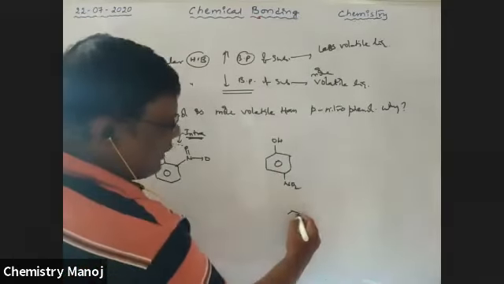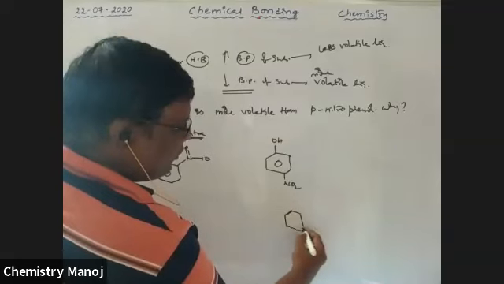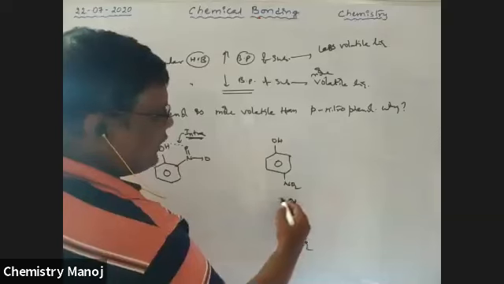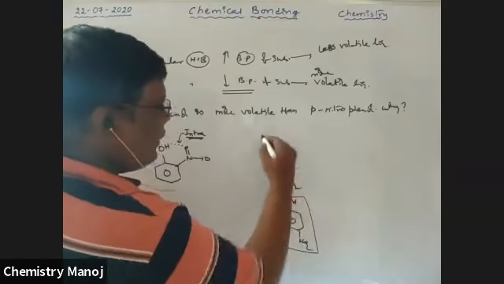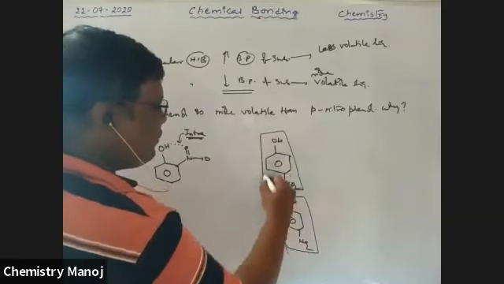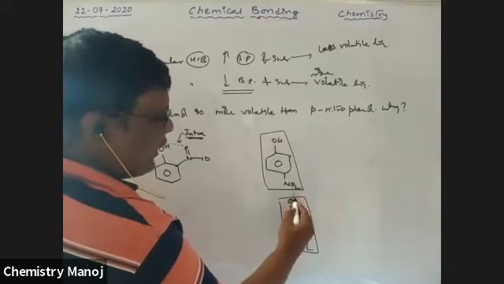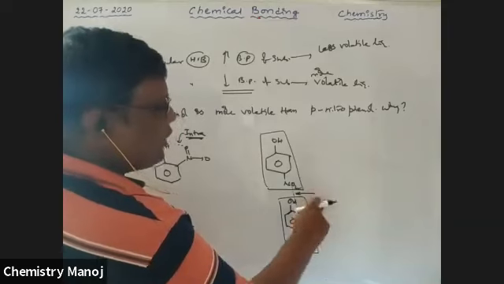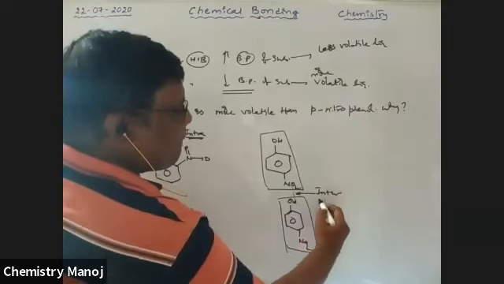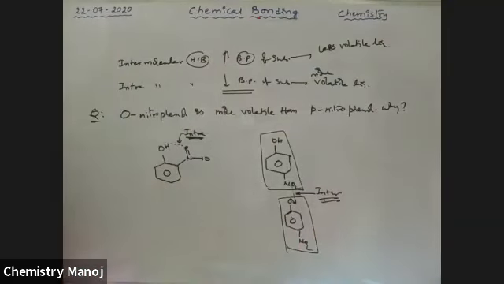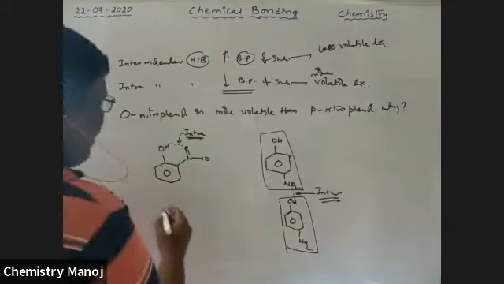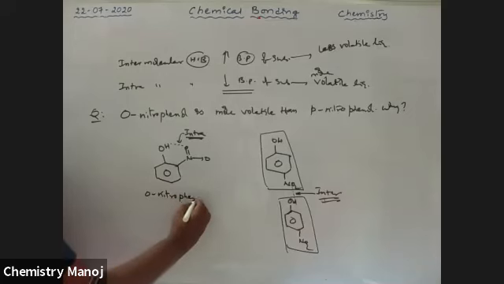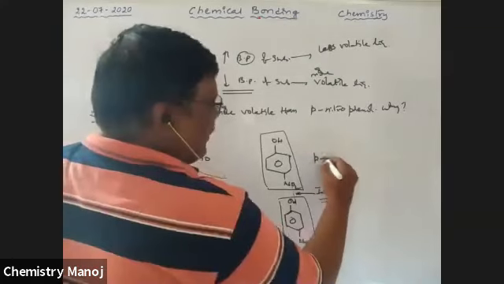But I'm taking one more molecule. It is OH, it is NO2. So it is one molecule, and it is another molecule, boys. Between this oxygen and this hydrogen there is a hydrogen bond, which is intermolecular hydrogen bonding. So this is orthonitrophenol, and this is paranitrophenol.